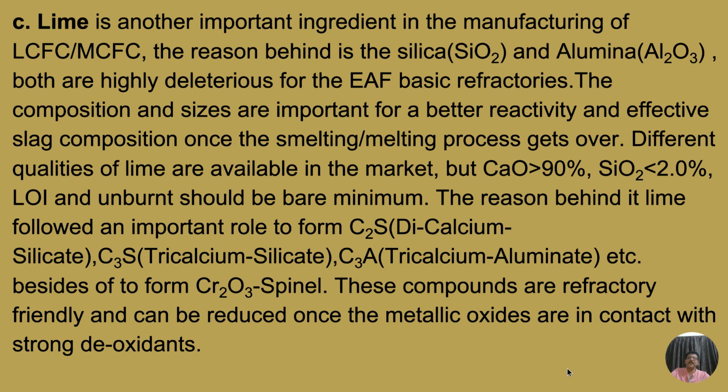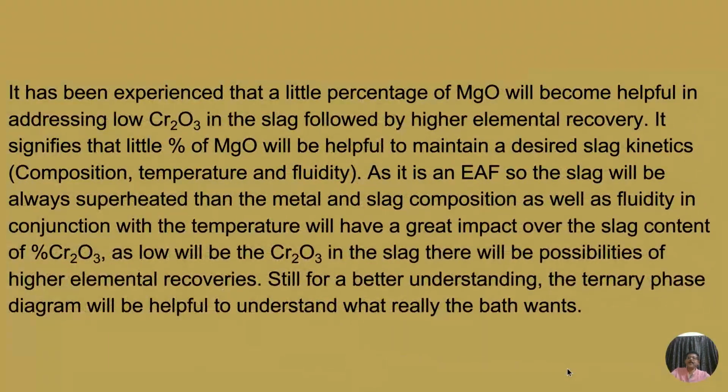The reason behind it, lime plays an important role to form dicalcium silicate, tricalcium silicate, tricalcium aluminate, etc. Besides, to form chrome oxide spinel, these compounds are refractory friendly and can be reduced once the metallic oxides are in contact with strong deoxidants. It has been experienced that a little percentage of MgO will become helpful in addressing low Cr2O3 percentage in the slag, followed by higher elemental recovery.